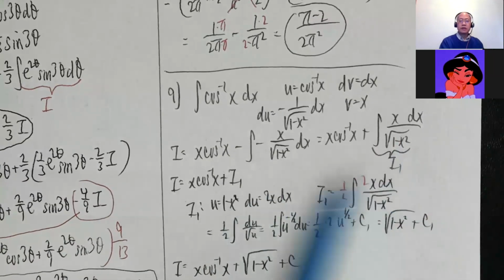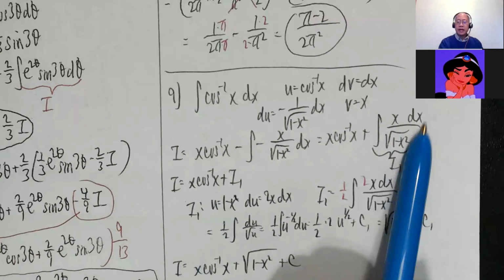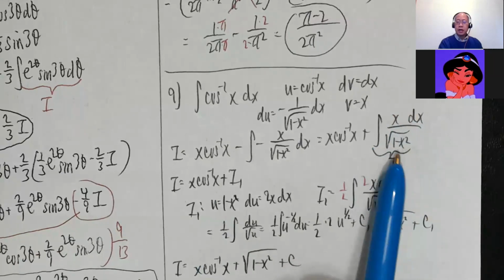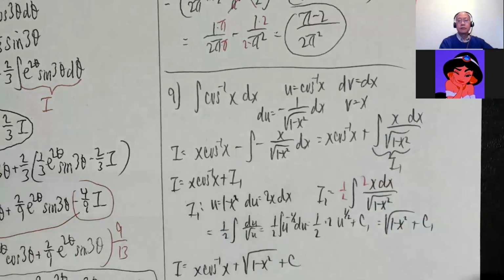So I'm gonna call this I1, so I is x inverse cosine of x plus I1, and that looks like a substitution that we said before. The derivative of 1 minus x squared is almost x. And by almost, I mean you just have to multiply by a constant.